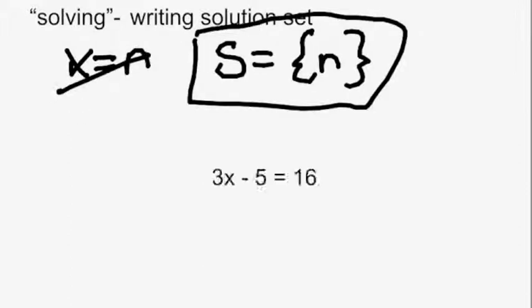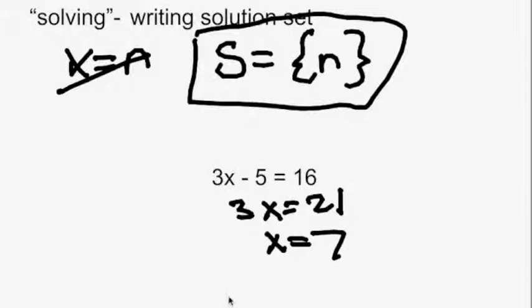So let's consider the equation 3x plus 5 equals 60. So first you want to simplify for x. So you add 5 to both sides, so you get 3x equals 21. Divide by 3, x equals 7. However, that's not your answer. You want to write it where S equals, and use the brace, 7. And that is how you solve an equation.